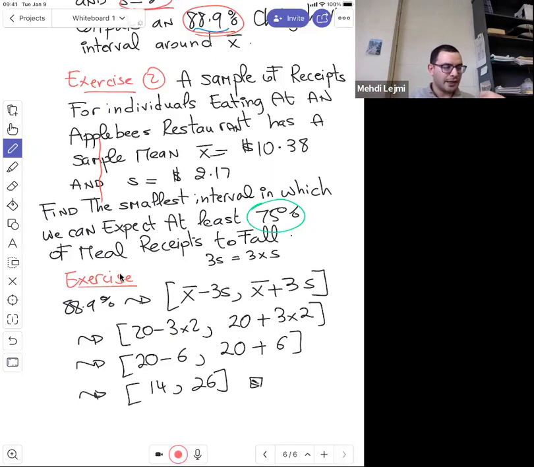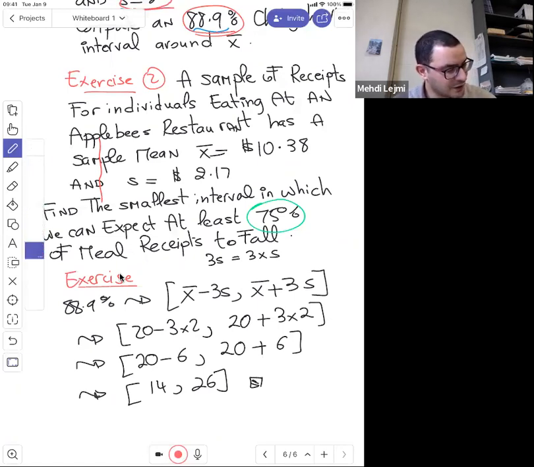You are done. But again, what we are saying here is that at minimum, 88.9% of your values, of your numbers, are between 14 and 26. So it gives you the proportion of data between 14 and 26. It's at least 88.9% of your data between 14 and 26. Now, this is for the first exercise.